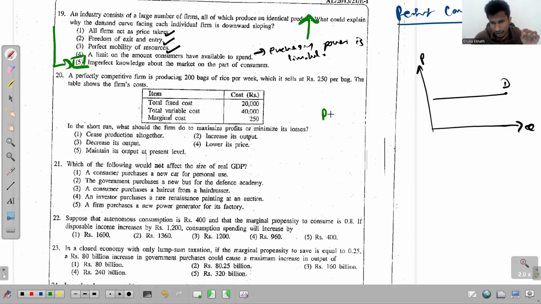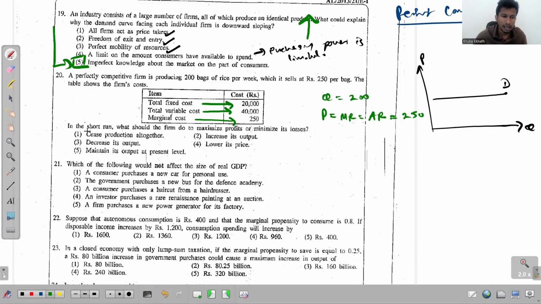The price, the marginal revenue and the average revenue all are equal, so you can consider these values, the price, the marginal revenue, the average revenue, to be 250. And they produce a quantity of 200, and then they give us these data as well. Total fixed cost 20,000, total variable cost 40,000, and the marginal cost is also 250.